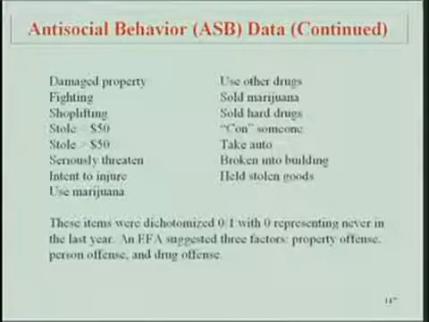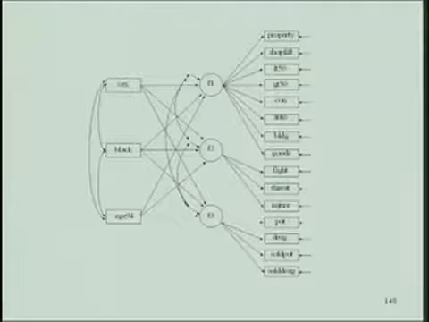We're going to use the same data, the ASB data, where now we're going to add some background variables, some covariates. So we're going to take a look at this picture.